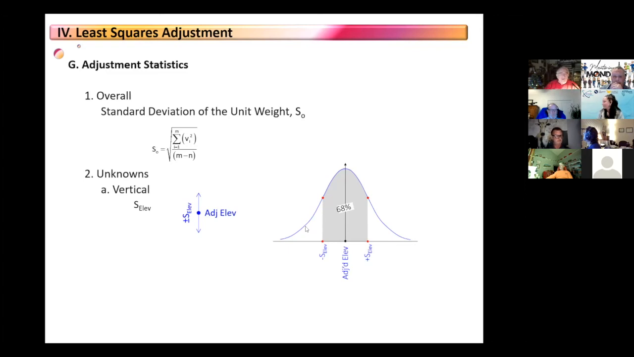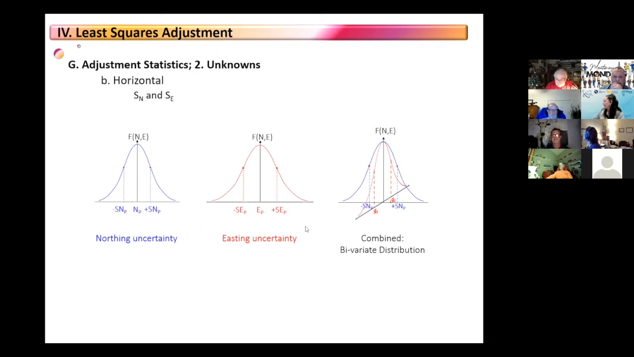When we get to horizontal, however, we can't separate the north component from the east component, because the same measurements are used to generate both coordinates. When we determine a latitude or a departure of a line, it's a function of the same length in the same direction. So there's a relationship between those two. So while we might have a northing uncertainty, say we've got our standard deviation for our northing coordinate, and we have a standard deviation for our easting coordinate, they're not really independent.